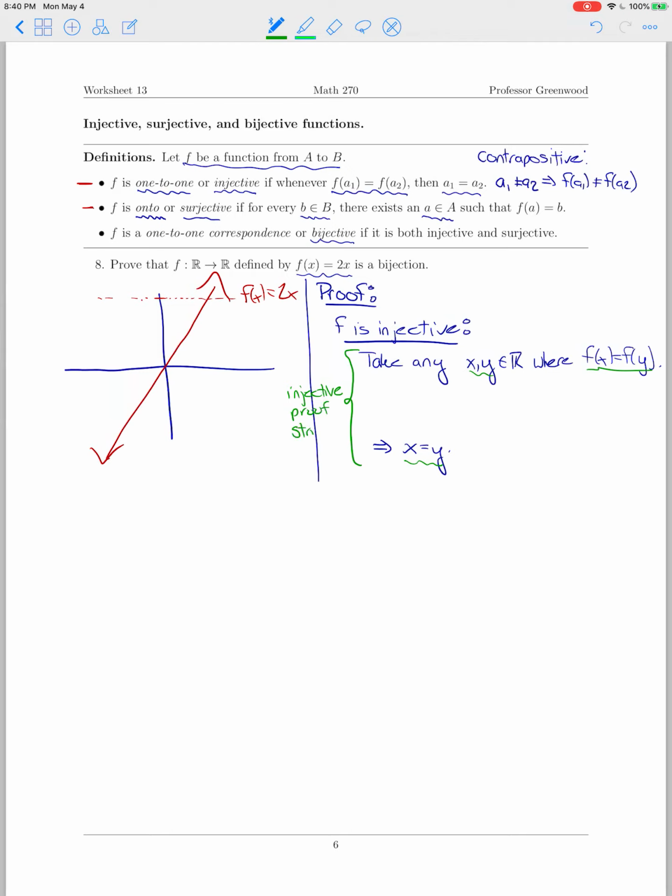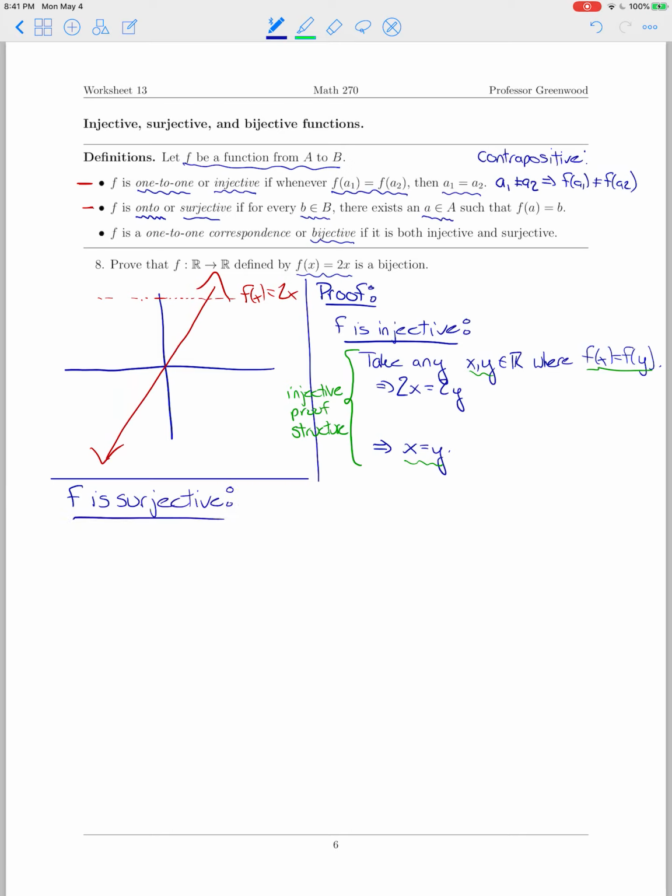You should always be able to write the first and last line of an injective proof regardless of what function you're talking about, because it always looks the same. Okay, and now we just have to connect the dots by using the definition of this particular function. If f of x is equal to f of y, I can plug in, and that just tells me that 2x is equal to 2y. Then if I just divide by 2, of course I get x is equal to y. In this case, the proof for injectivity was pretty trivial, but the point of this was to just see that proof structure.